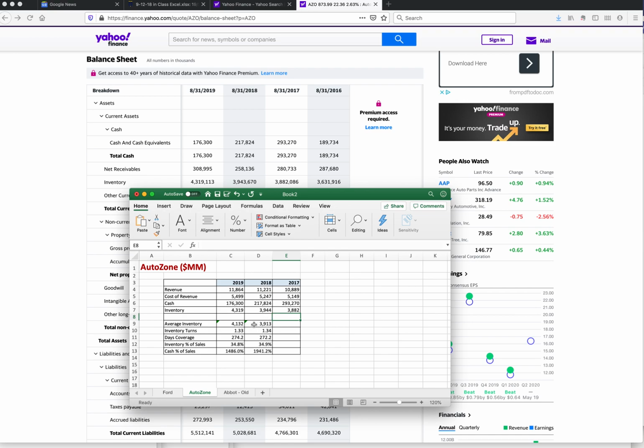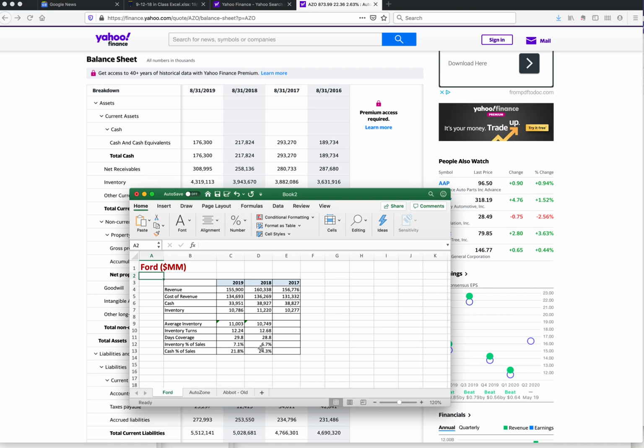There's our average inventories. Their inventory turns are only one. They only turn their inventory one time a year. Why is that? Because they're a parts company. They have to have the parts of every car available. They have 274 days coverage, 272 days coverage. Their inventory as a percent of sales is ridiculously high at 34 and 38 compared to Ford, which was 7. But it's the nature of the business.